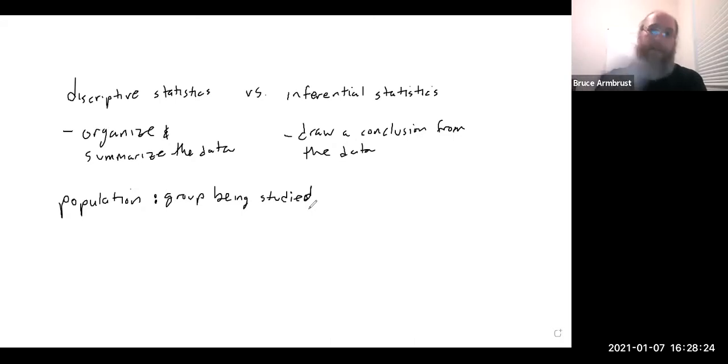Or let's take what's going on in the world right now. Let's take the COVID vaccine. When we're doing our statistics and we're trying to find a vaccine that works for COVID, the population that we're studying is humans. How do humans react to these vaccines? What do we see happen, right? So there the population would be all of the people of the world. Okay, so that's a population.